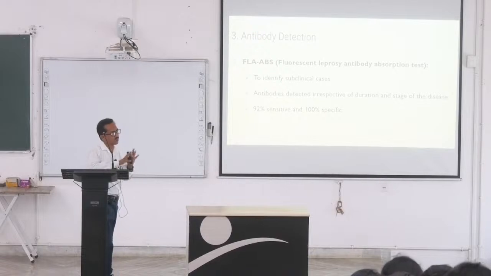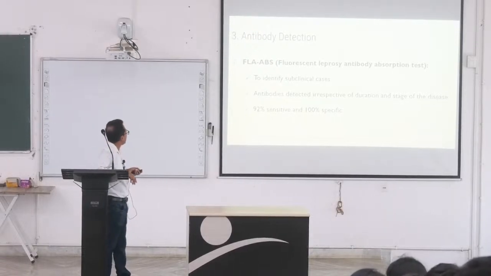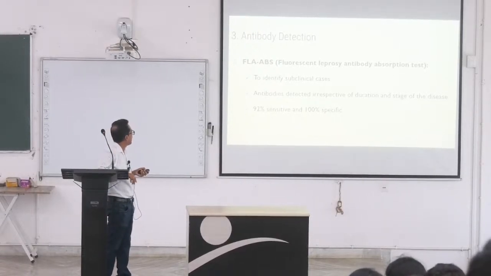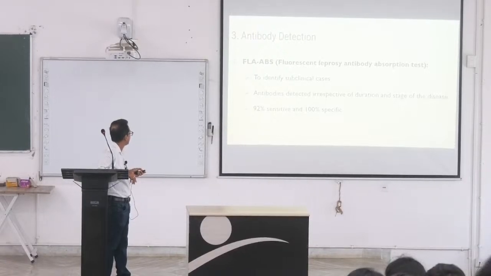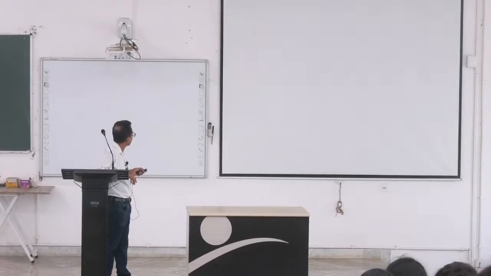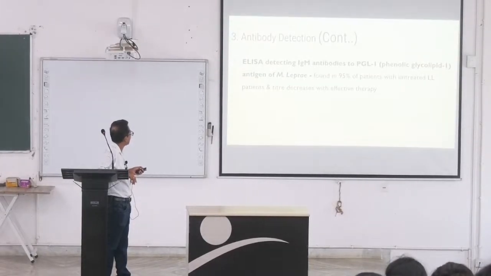Antibody detection, just for knowing, it is not regularly done. FLA-ABS, fluorescent leprosy antibody absorption test, to identify the subclinical case, 92% sensitive and 100% specific. ELISA for detecting IgM antibody against phenolic glycolipid 1.